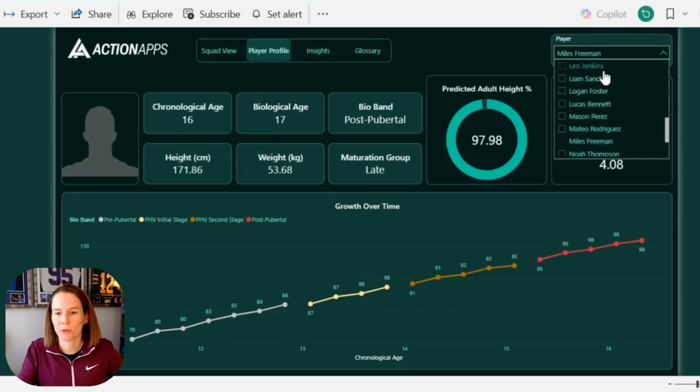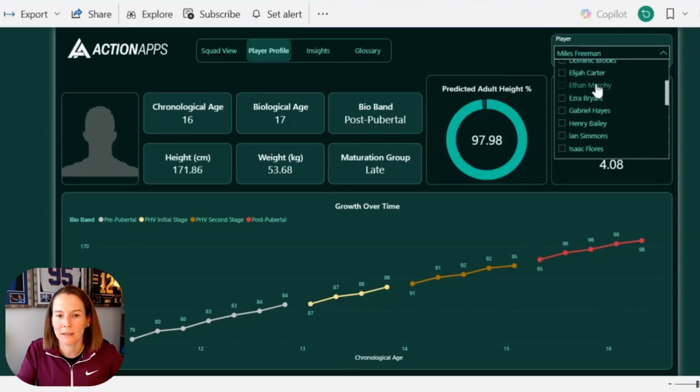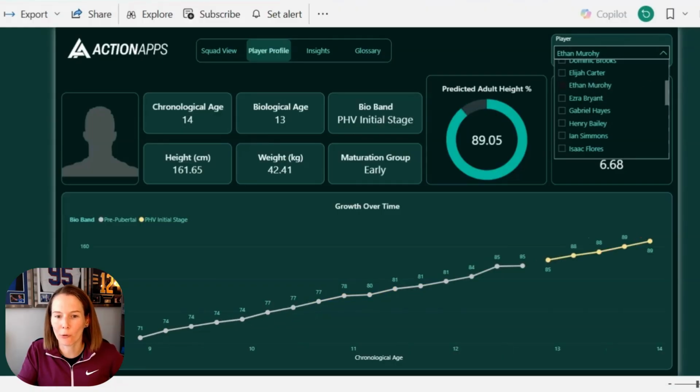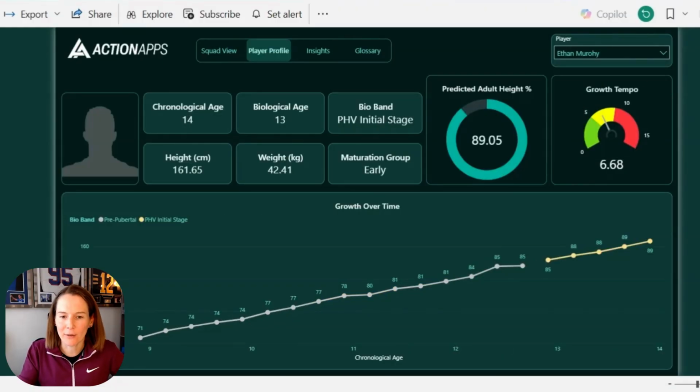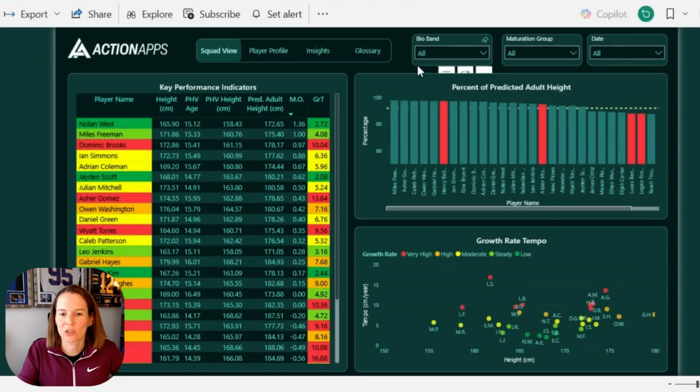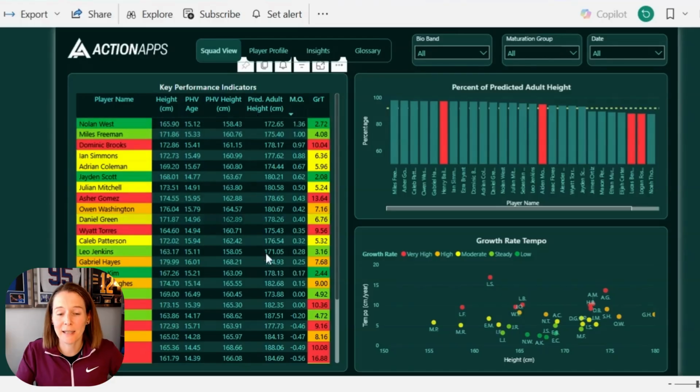Clearly then, it's really important to have these player profiles so we can go through one by one each of our athletes and see where they're at. But we do also ideally want this squad view where we can also see all of our athletes on a single page. So in the table here, then we have a lot of these markers that we talked about throughout this video. We've got their current height, but then also their height at which they'll be at peak height velocity and their predicted adult height.